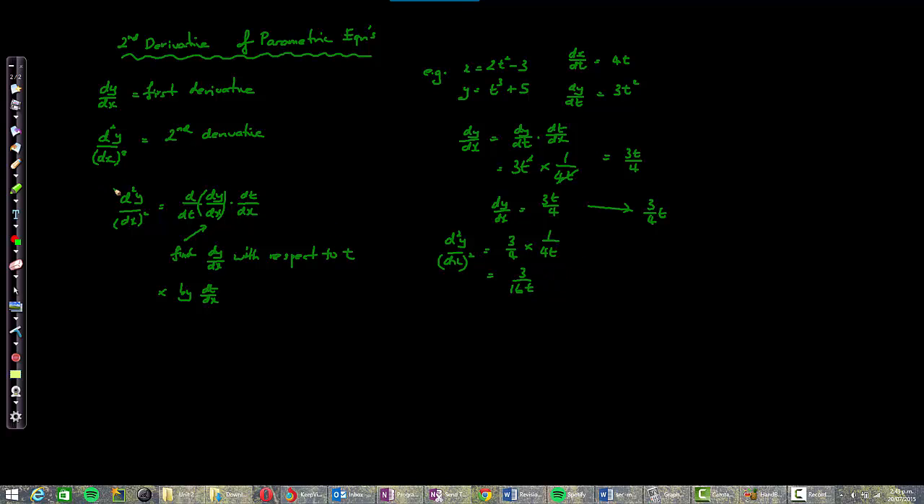So this is a key aspect here that we need to come back to, and this needs to be memorized. This, by the way, is not on your formula sheet, this second derivative here. So you're going to need to memorize that.